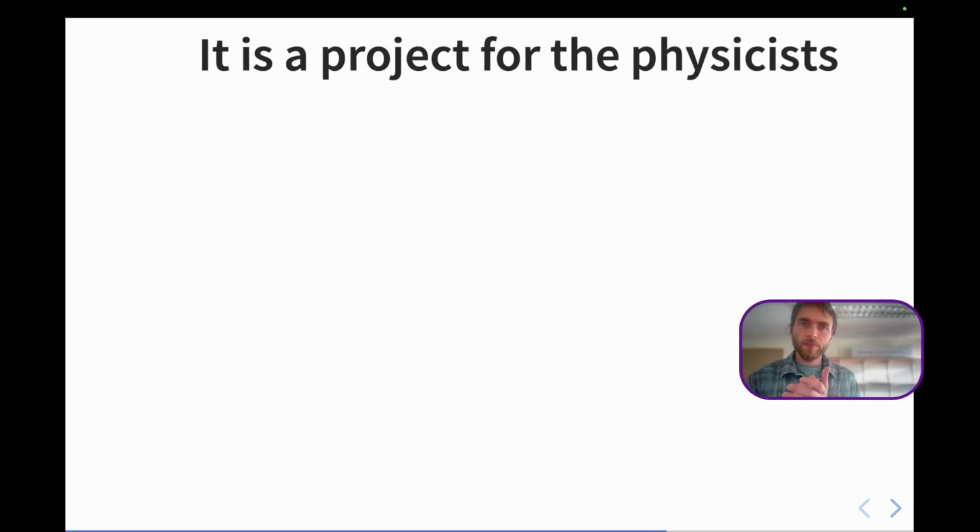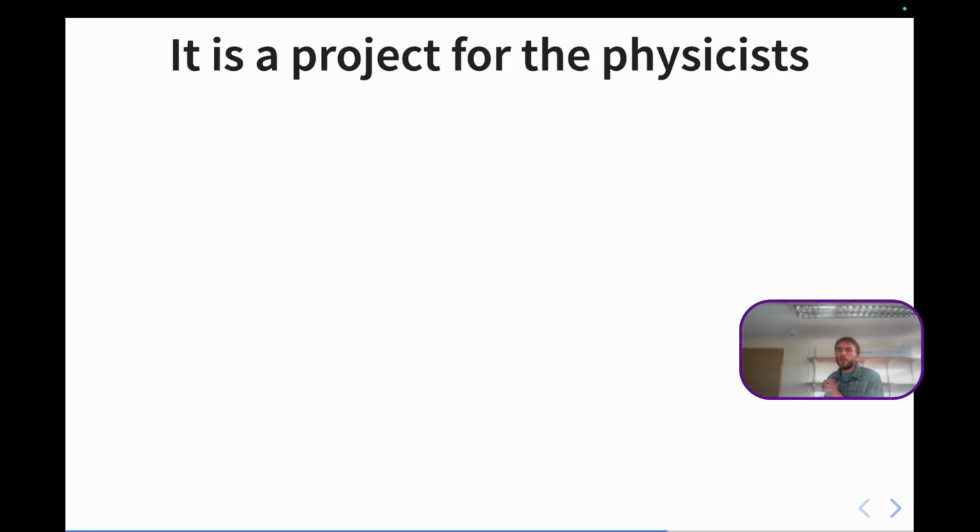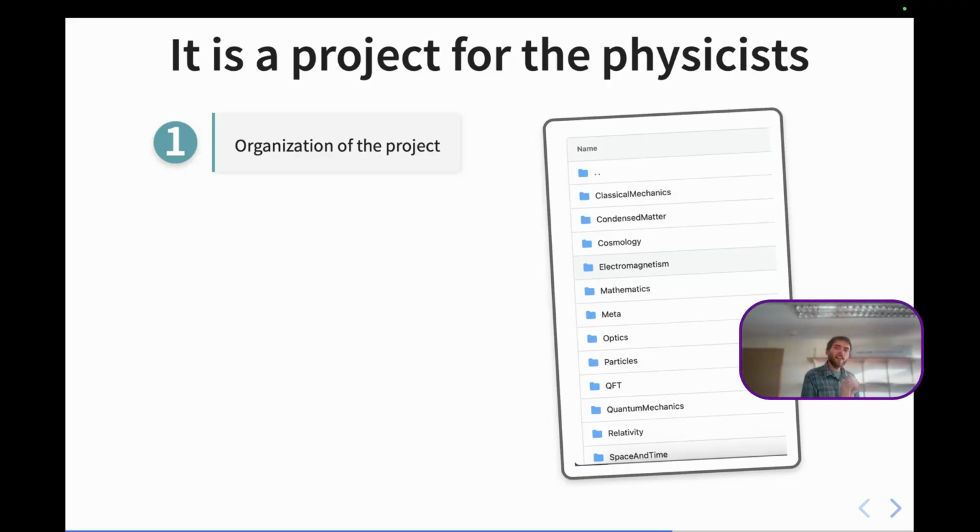But this is kind of the bread and butter of what the project is, what the core of the project is about. Most importantly, it is a project for physicists, and that means a couple of things. It means it is organized by physics. So I showed you Mathlib and the different areas that were in Mathlib. There were things like differential geometry, topology, group theory, etc. PhysLean is split into areas depending on physics, like classical mechanics, condensed matter physics, cosmology, electromagnetism. Stuff that you have probably seen, or you probably will see in your undergraduate course in physics, anyway.